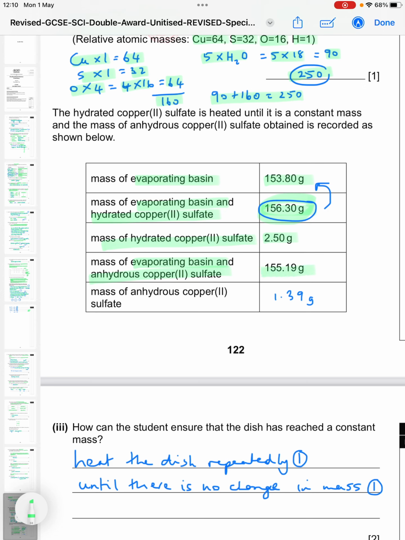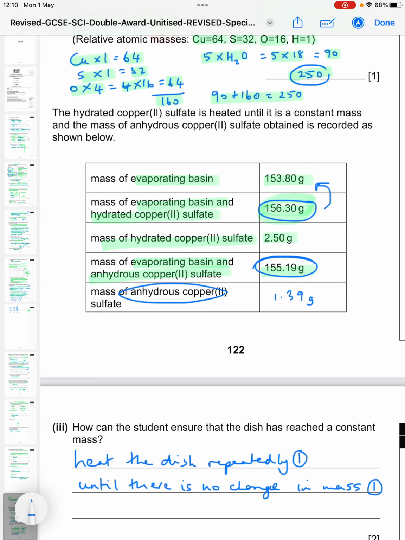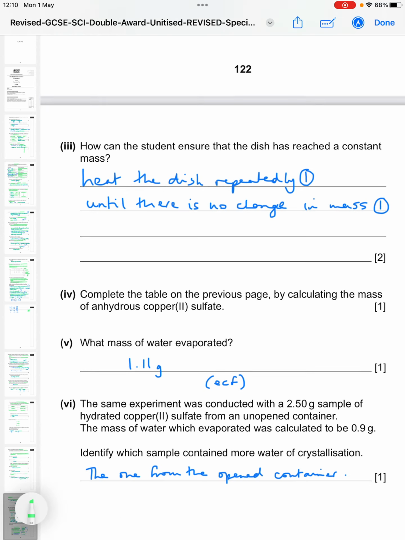Okay, so then the mass of the evaporating basin and the anhydrous copper sulfate is 155.19. So to find the mass then of the anhydrous copper sulfate, it is this number, take away the top one, which gives us 1.39 grams.